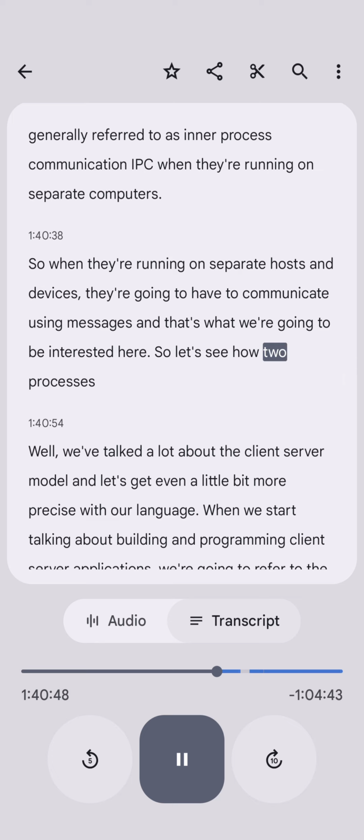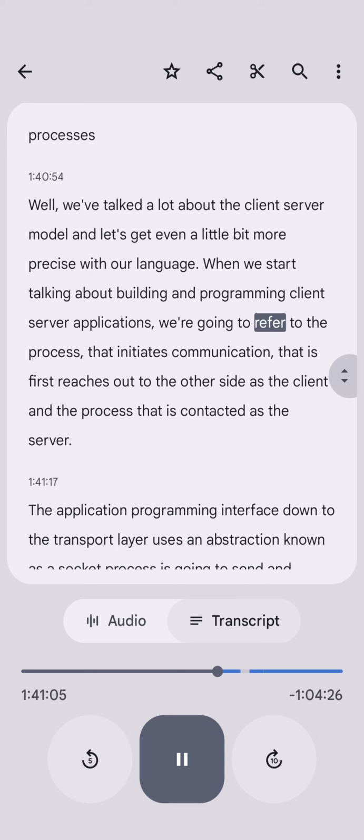So let's see how two processes, each on different devices on different hosts, are going to communicate with each other. We've talked a lot about the client-server model, and let's get even a little bit more precise with our language. When we start talking about building and programming client-server applications, we're going to refer to the process that initiates communication, that is first reaches out to the other side, as the client, and the process that is contacted as the server.